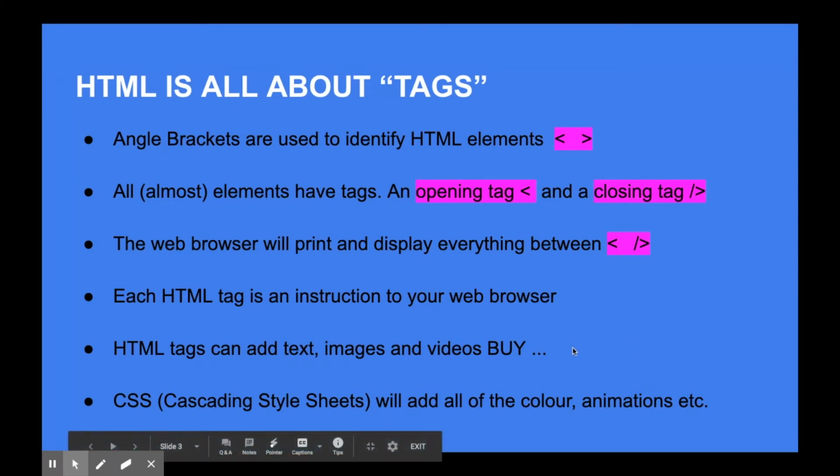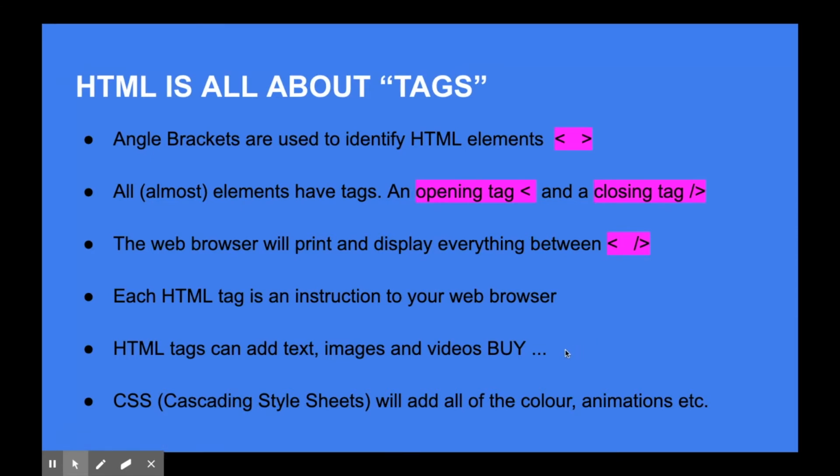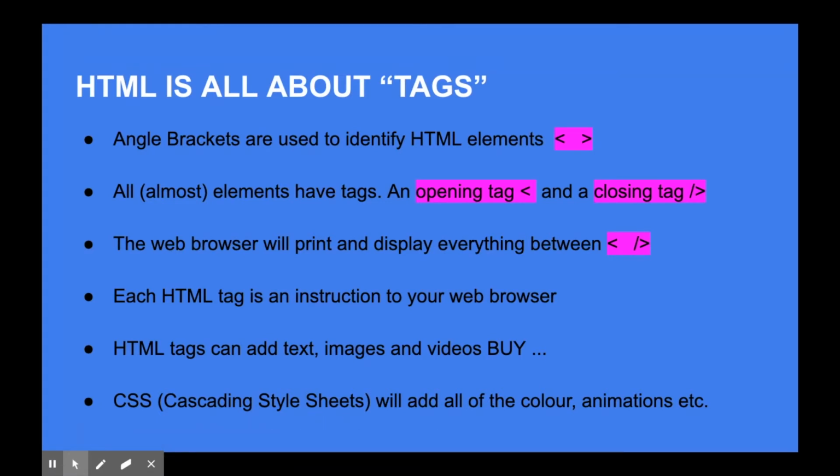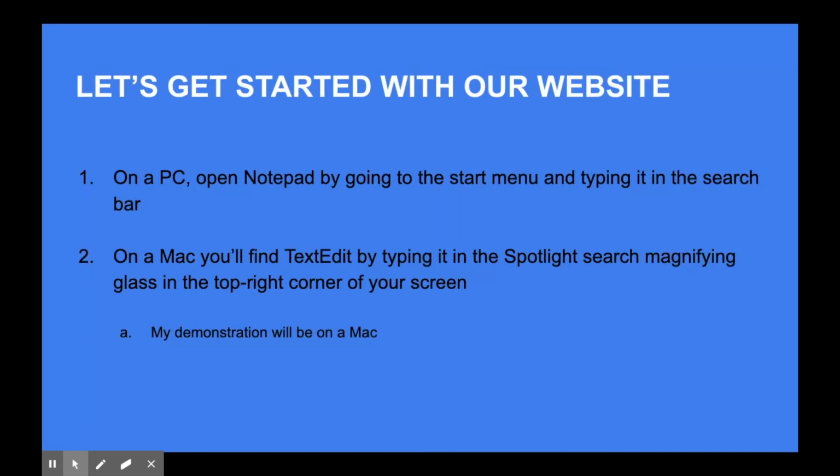HTML can add text, images, or videos to your website. But if you want color, animations, and a variety of interesting aspects, we're going to have to learn CSS, which is Cascading Style Sheets, and that will come after we learn our basic HTML coding language. So let's get started with our website.